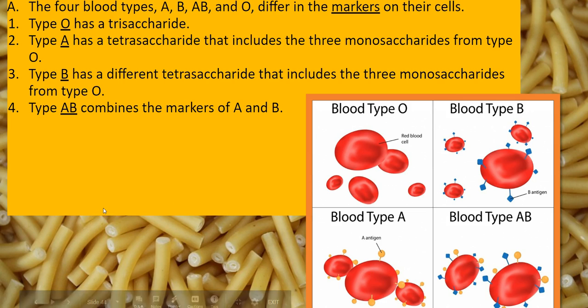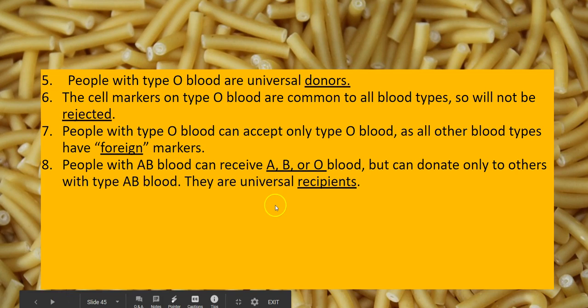So there are 4 blood types, A, B, AB, and O, and of course we have the positive and negative in there. They differ in markers on their cells. Type O has a trisaccharide marker. Type A has a tetrasaccharide that includes 3 monosaccharides from type O. Type B has a different tetrasaccharide that includes 3 monosaccharides from type O, and AB combines the markers of A and B. So there are multiple alleles that go into that.